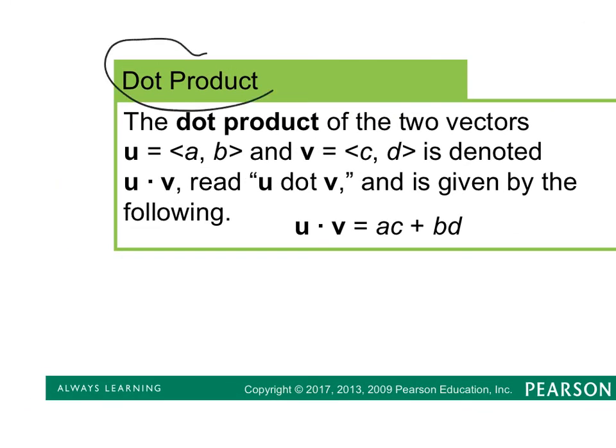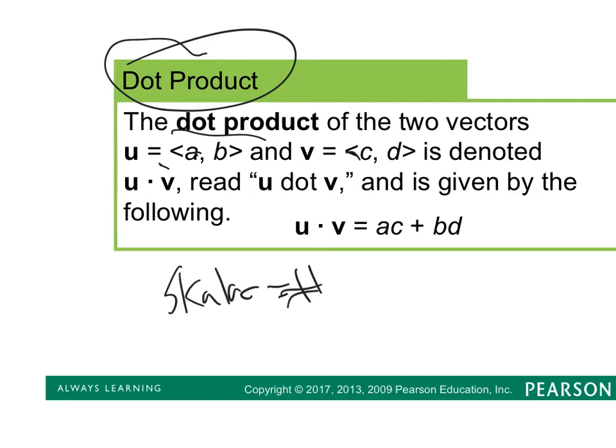How do you multiply vectors? It's called a dot product. And when you multiply two vectors together, you don't get another vector. You get a scalar. You get a number. And to multiply two vectors together is really quite simple.